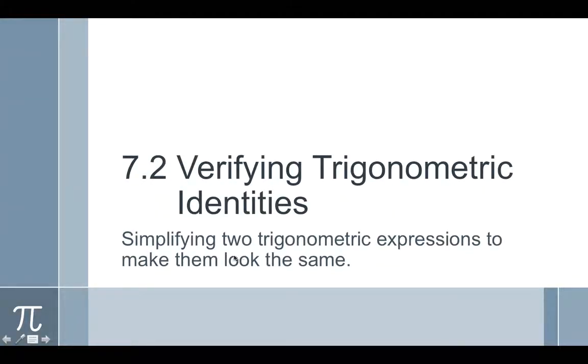All right, ladies and gentlemen, welcome to 7.2. What we're going to be doing today is what we call verifying trig identities. Basically, we're going to use what we did in 7.1 when we were simplifying our trig identities, and we're going to be showing one side of an equal sign looks like the other.